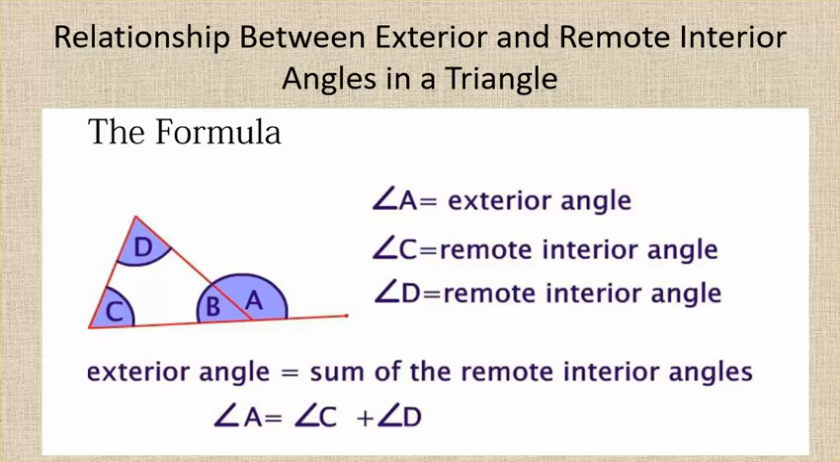We can find the measure of that exterior angle by adding together the two interior angles it is not touching. A lot of books refer to these as the remote interior angles. So in this example, angle A is going to be equal to the sum of the two interior angles it is not touching. In that case, this would be angle D and angle C.